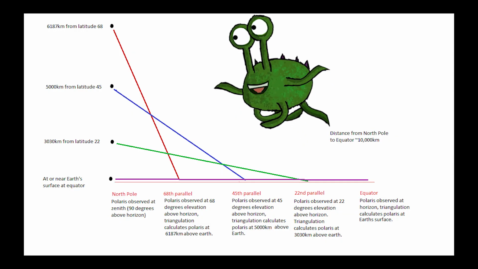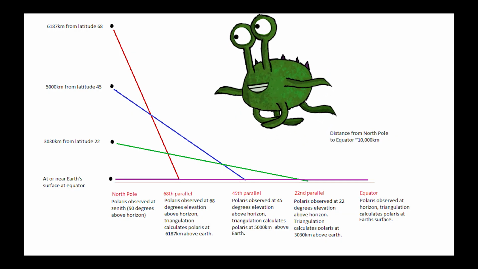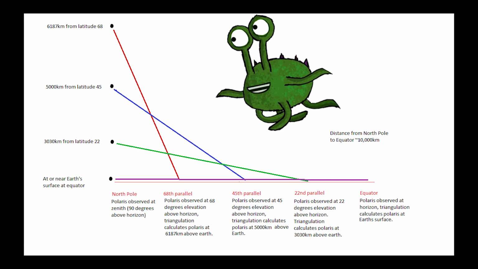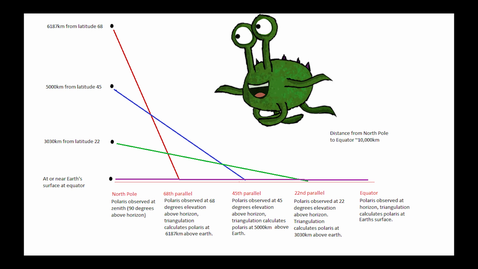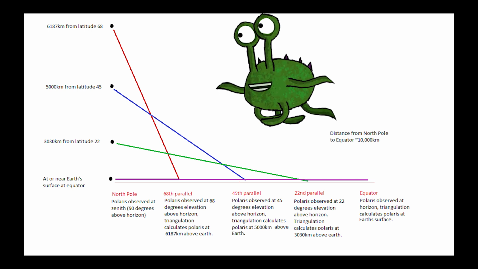I have plotted the angles that we observe Polaris to be at different latitudes. Perspective would follow this and is accounted for, except that for the plot to work on a flat Earth, Polaris would have to be at varying distances from Earth for each observer.